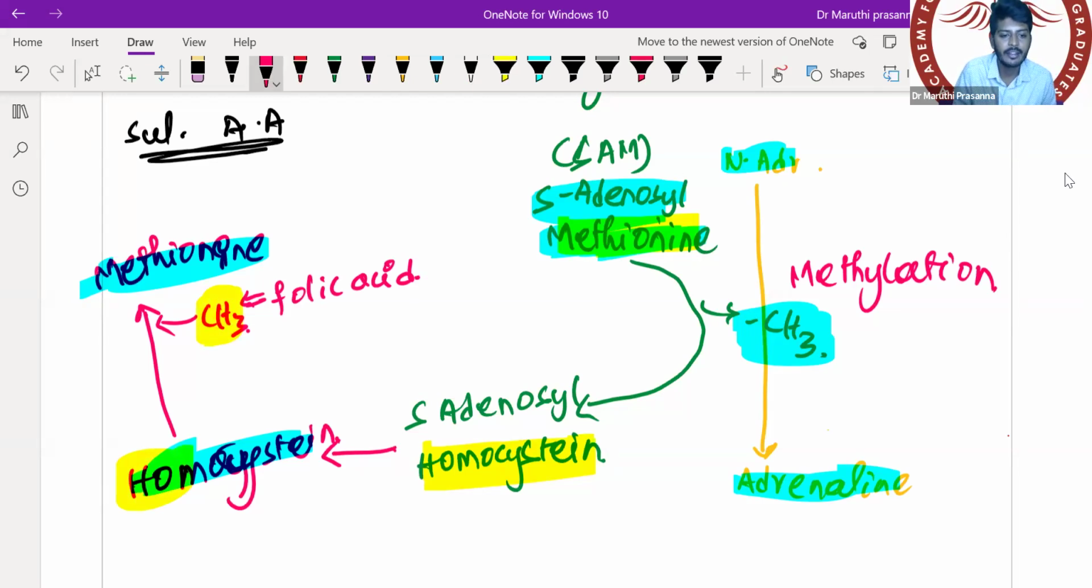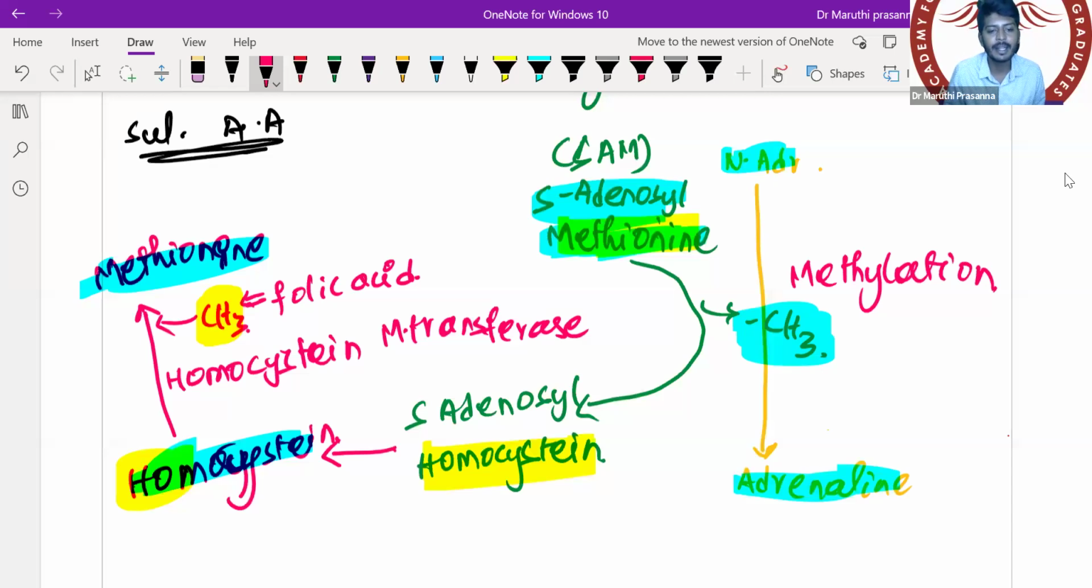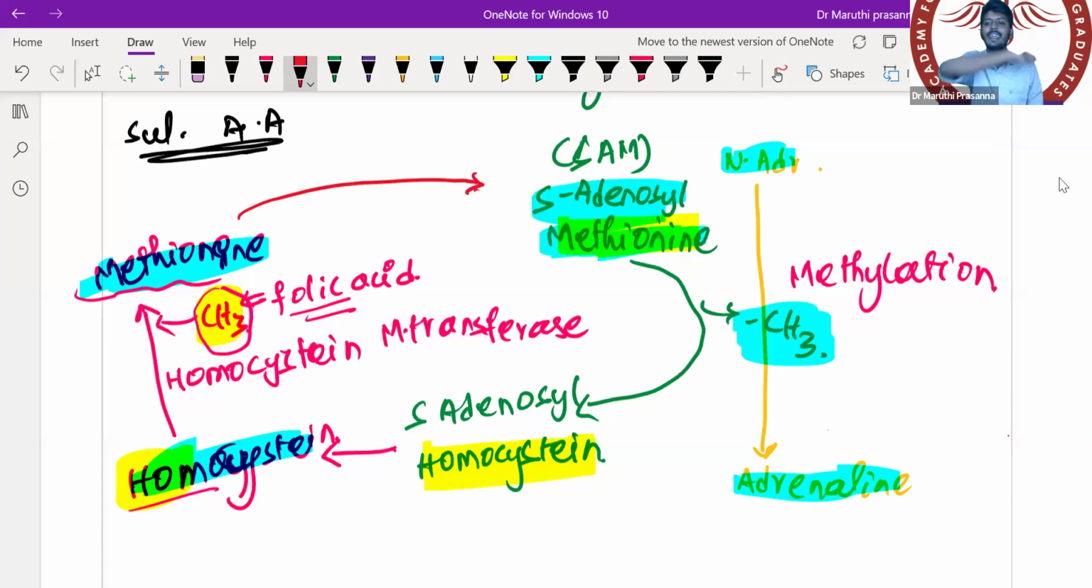Now from the folic acid, I'm taking the methyl group and adding it into homocysteine. So I require an enzyme called homocysteine methyl transferase. Homocysteine methyl transferase collects the methyl group from the folic acid and adds it to the homocysteine so that it becomes methionine. This methionine will get further converted back into SAM, and this cycle keeps on repeating. This is the metabolism of the sulfur containing amino acid methionine.